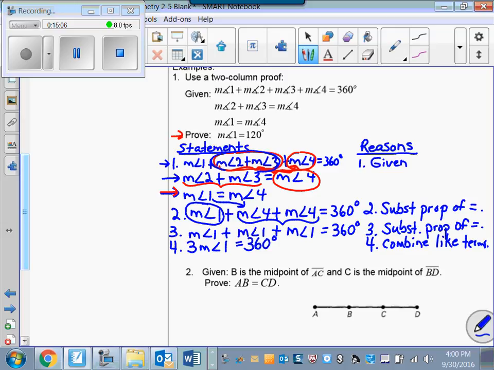All right, and now I got it, right? What have I got to do? All I got to do now is divide both sides by 3, and I've got what I'm trying to prove, which is the measure of angle 1 equals 120 degrees, and that's by the division property of equality. So you might need to take a minute and let that soak in, and then we'll do one more and we'll call it a day.